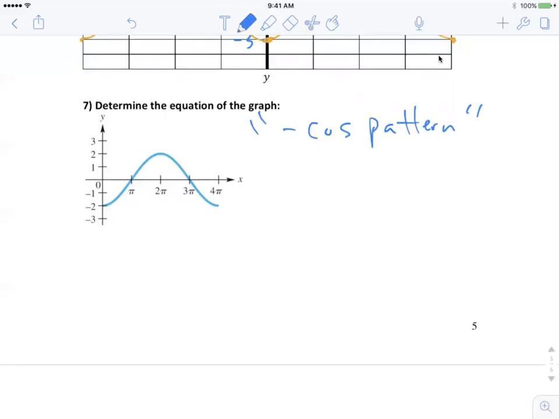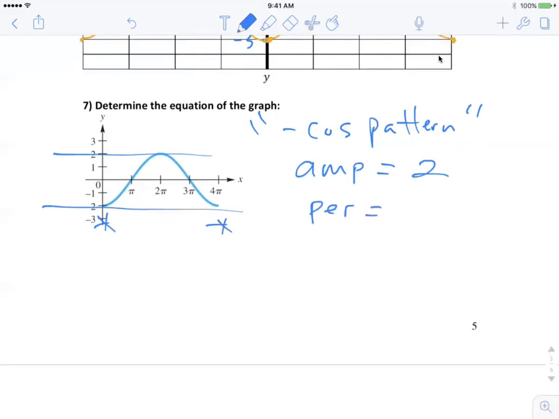Next, I'm going to ask myself, okay, what's the amplitude of this graph? All right, I see that the maximum is 2 and the minimum is -2. So that has an amplitude of 2. Right? And then finally, what is the period of this graph? So a full complete cycle goes from 0 to 4 pi. So the period is 4 pi.